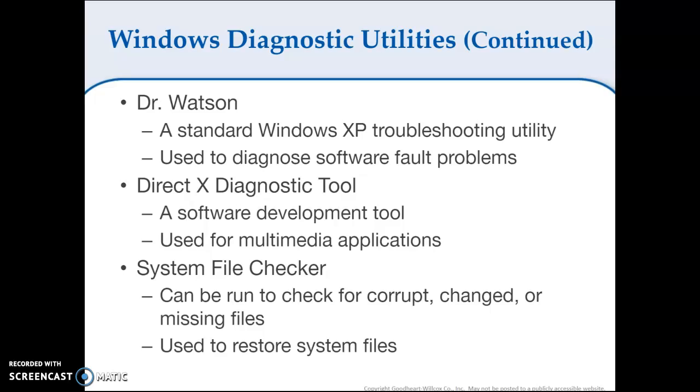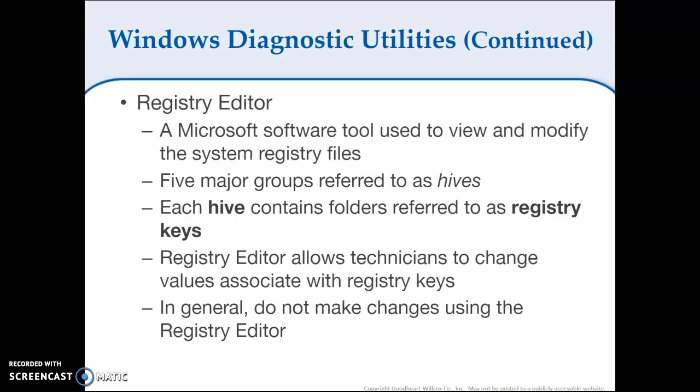You might see DirectX extensions being asked to be installed for certain websites you wish to view, whether in Bing, Google, or even Firefox. System File Checker can be run to check for corrupt, changed, or missing files, and it is also used to restore system files. The Registry Editor is a Microsoft software tool used to view and modify the system registry files.